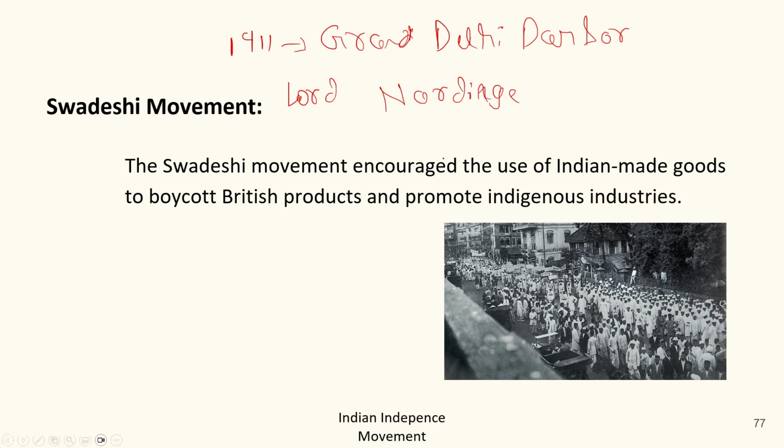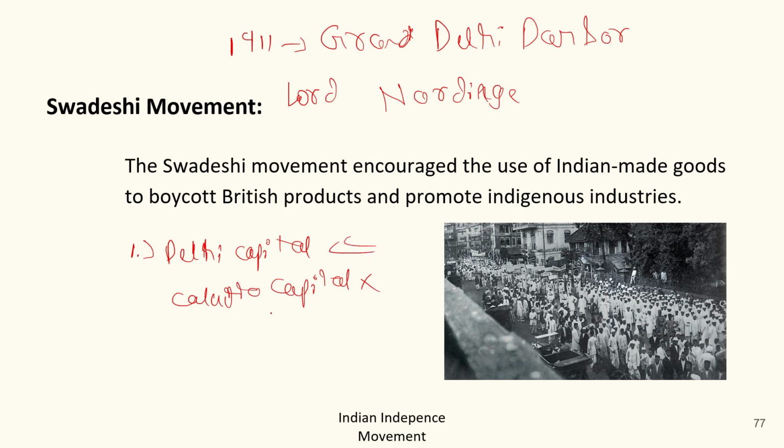Two major things happened in this ceremony. First, Delhi became the capital, and Kolkata was no longer a capital. Second, the Bengal partition was revoked. So two major things happened during the Grand Delhi Darbar under Lord Hardinge.